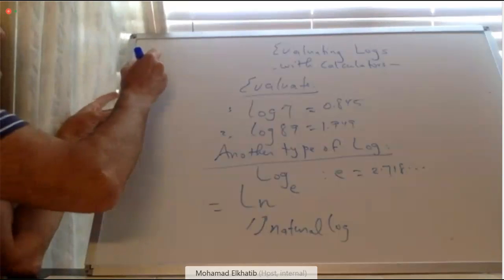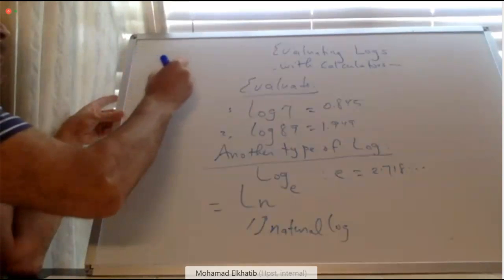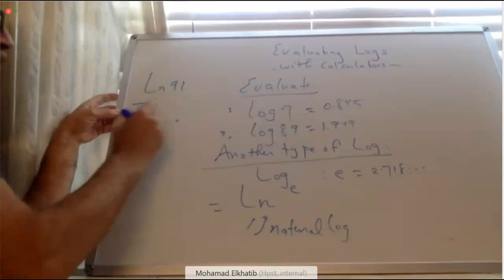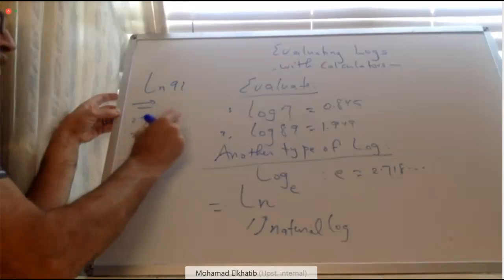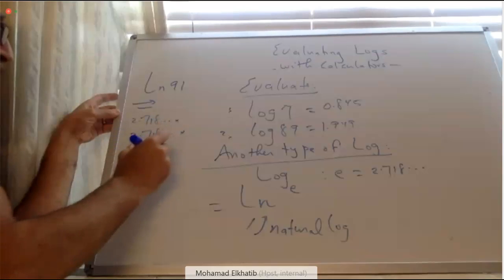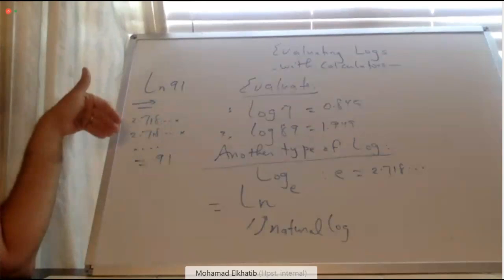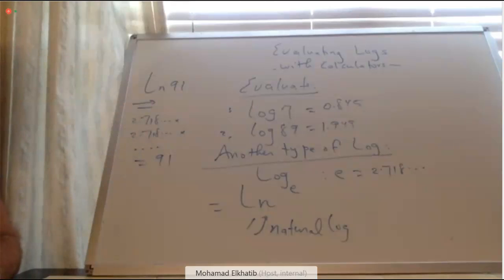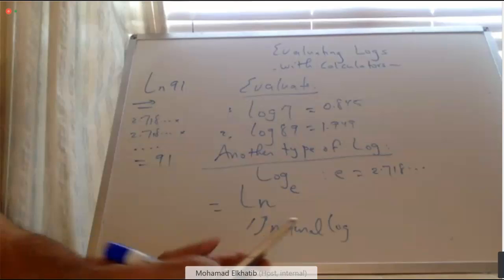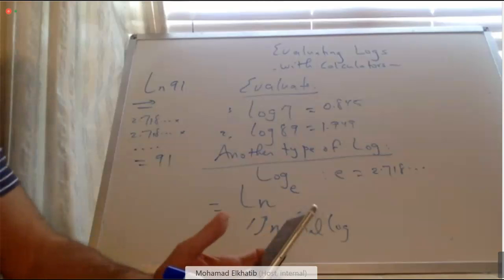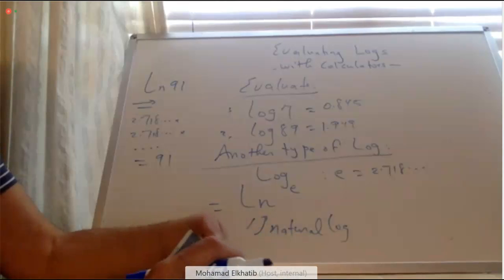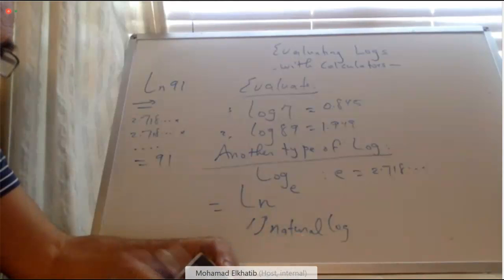So for example, if I ask you how much is ln 91? What does that mean? You don't see the base. It means how many times you gotta multiply this by itself to get 91. And that's gonna be impossible. There's no way in the world you can do that in your head. So that's why you gotta go to the calculator and find that natural log. There is a key for ln on your calculator. So I press, for example, 91. Then I click on ln.